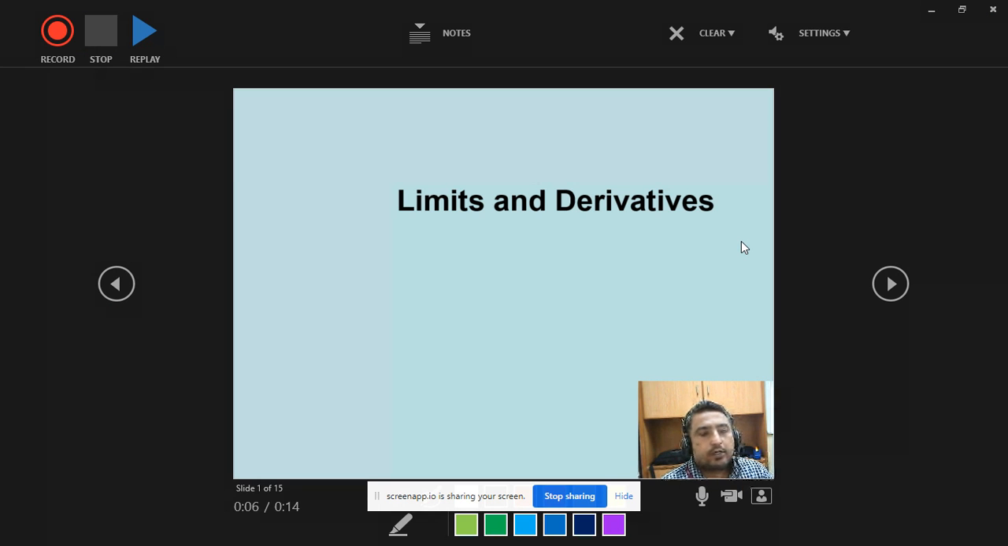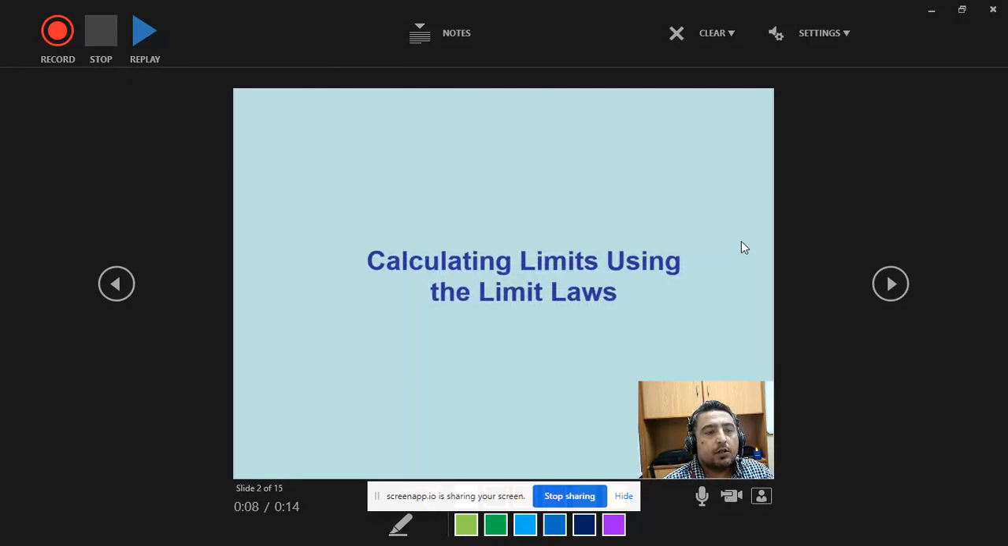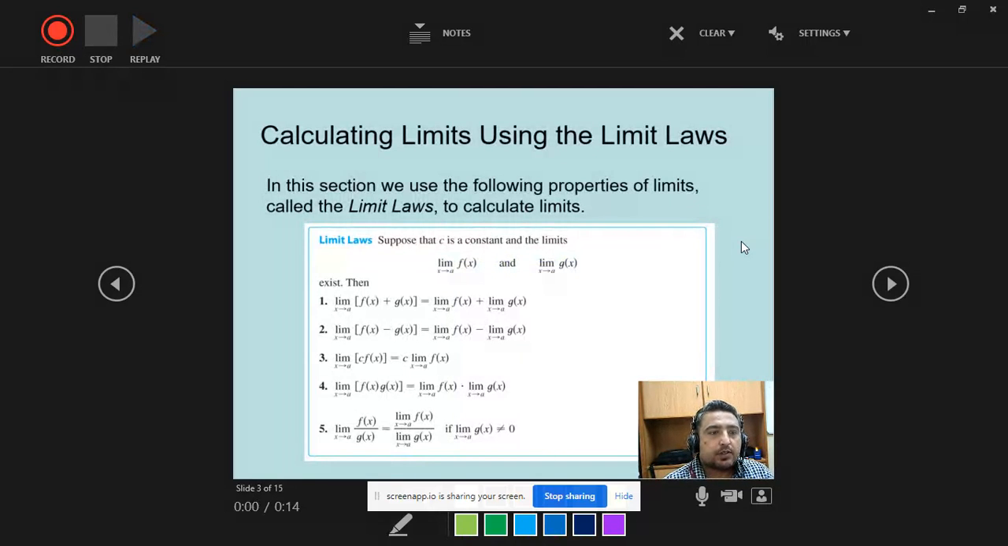Alright, so in this section we are using some laws to find the limit of functions. First we shall introduce the five main laws. They are basically defined on the operations on the functions.